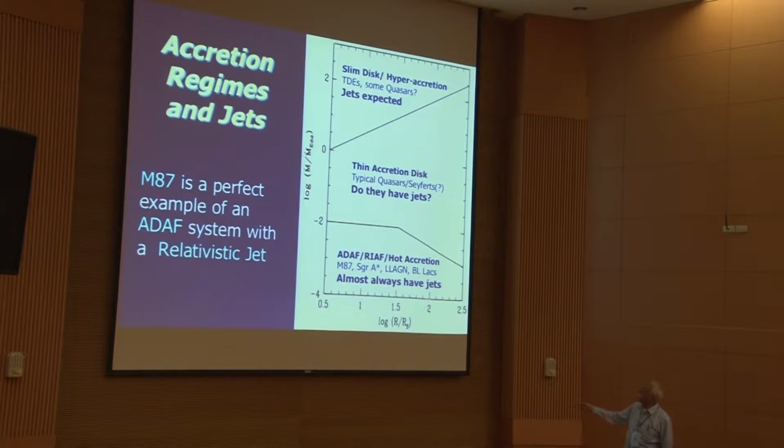And the point about this is they all have jets. M87, of course, is a perfect prototypical example. It's an ADAF system. It has a relativistic jet. But pretty much it looks like, and Luis Ho has shown this, they're all radio loud in the appropriate definition. Sagittarius A star being the one exception where we don't know yet what kind of a jet it has. Presumably it has something, and the EHT will show us. Okay.